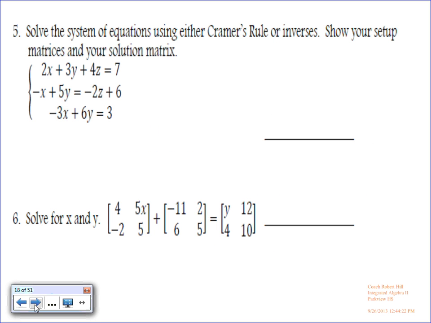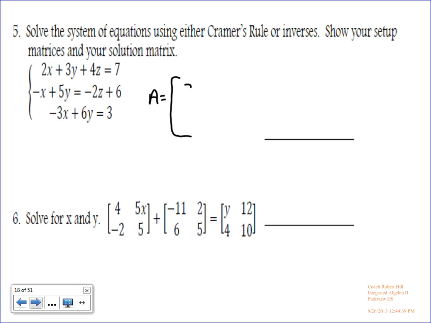Solve the system either using Cramer's rule or inverses. Guys, Cramer's rule takes too long to set up. If you want me to show you how to solve it using Cramer's rule and set it all up, I can do that at another time. To me, it's much quicker to do it like we just did.